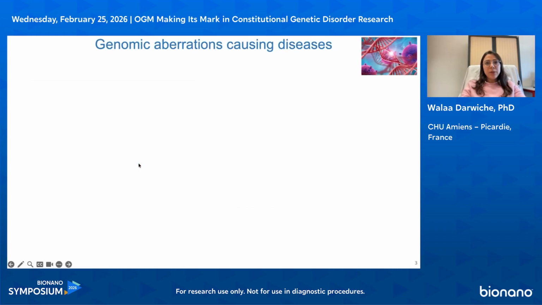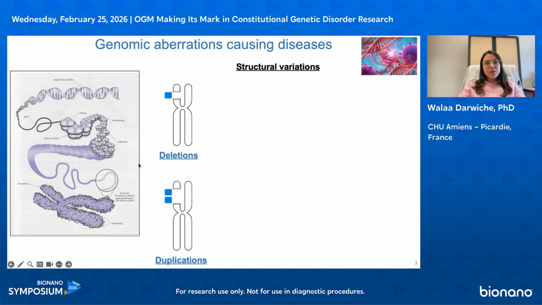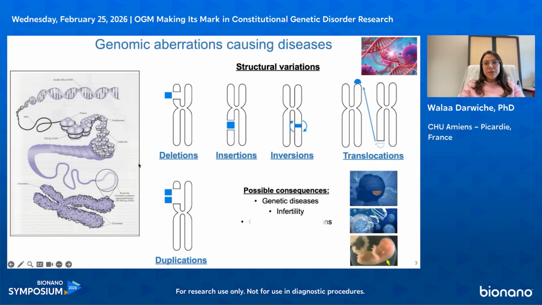In our laboratory, we focus on the detection of genomic aberrations responsible for human diseases at molecular level and at the chromosomal level. We detect both unbalanced variations such as deletions, duplications, and balanced variations such as insertions, inversions, and translocations. These genomic abnormalities may lead to genetic diseases, infertility, as well as congenital malformations.